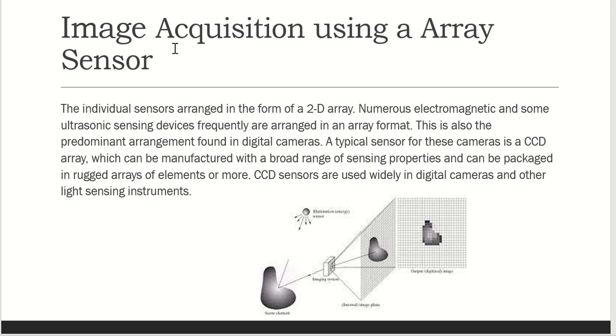CCD sensors are used widely in digital cameras and other light sensing instruments. Here, CCD refers to a semiconductor device capable of both photo detection and memory, which converts light to electronic impulses.